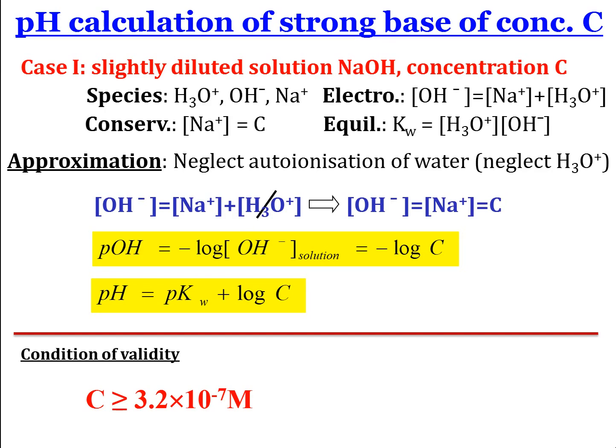So when we have a strong base of concentration C, and the concentration is greater or equal to 3.2 10 minus 7, the pOH of the solution equals minus log C, or the pH of the solution equals pKw plus log C.